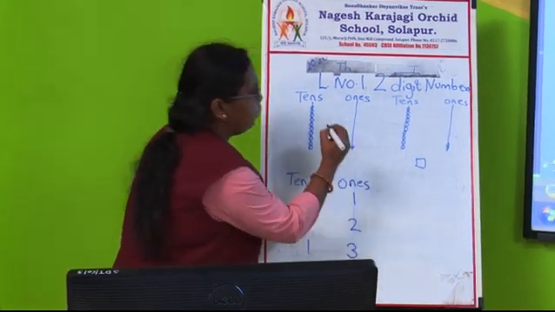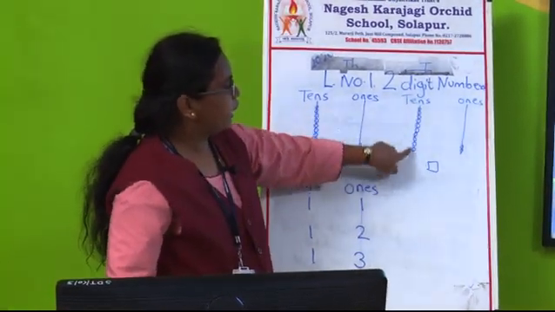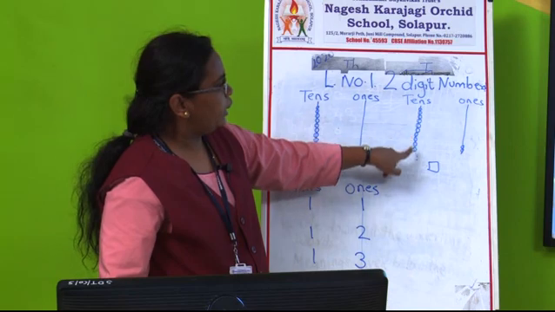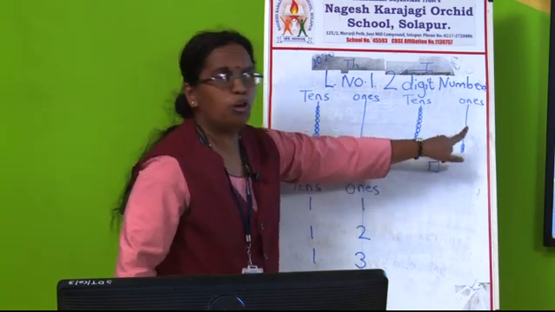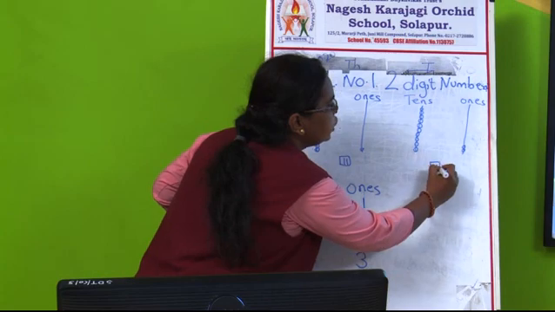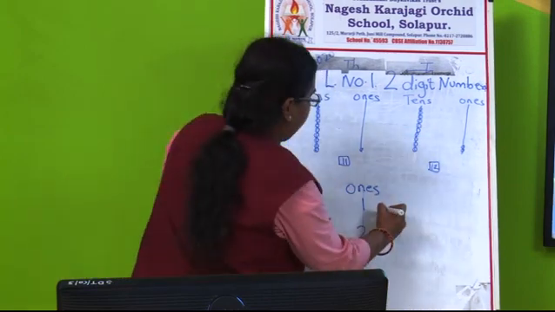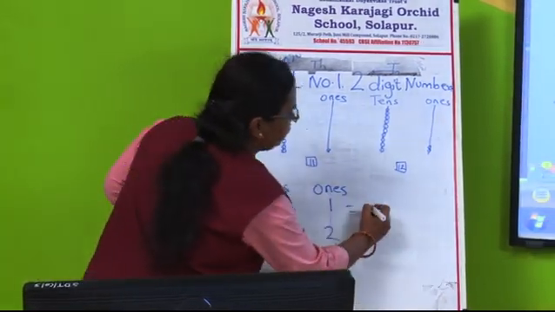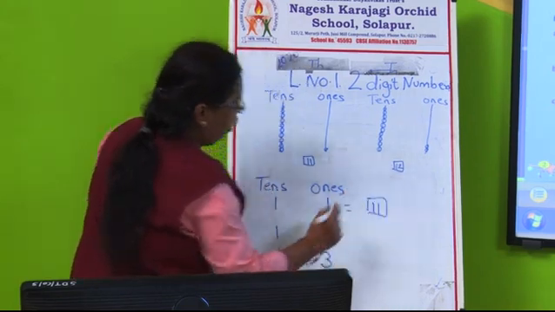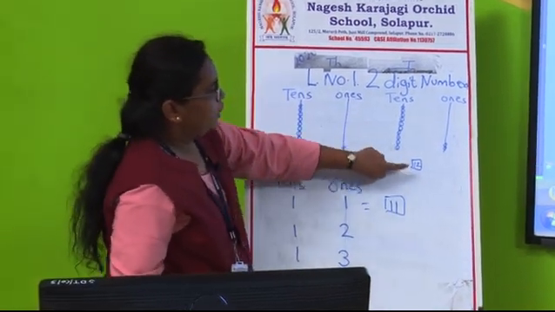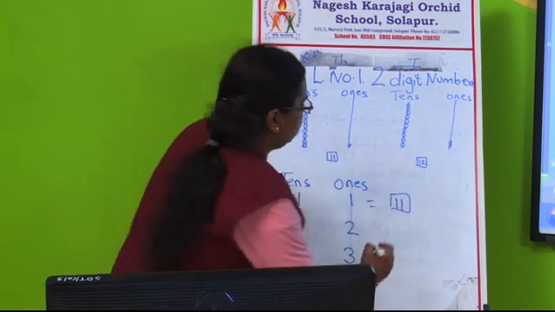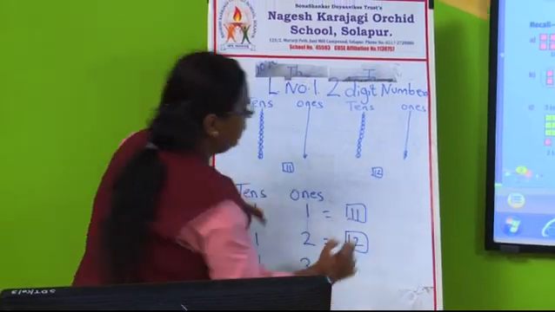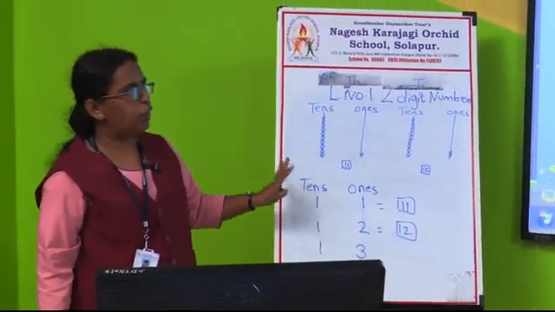This is called 11, and here on this stick there are 10 dots and 2 dots. So this is 1 ten, and 10 plus 2 is 12. Okay, this is 12. So you can write here 1 ten and 1 one is 11, and this is 1 ten and 2 ones. So this is 12. In this way, you can do it in a simple way.